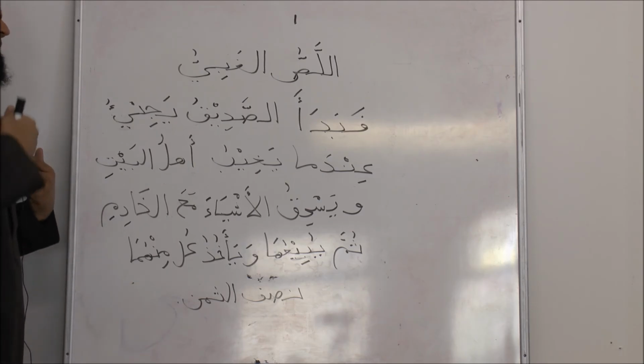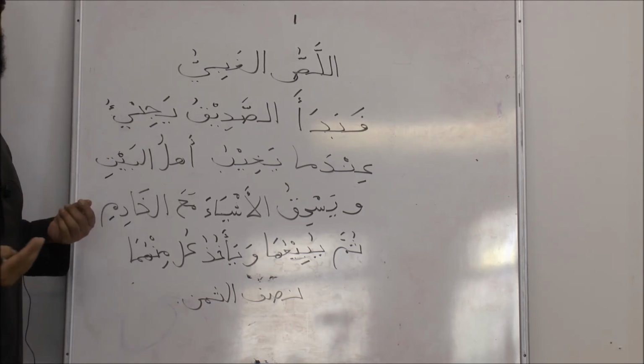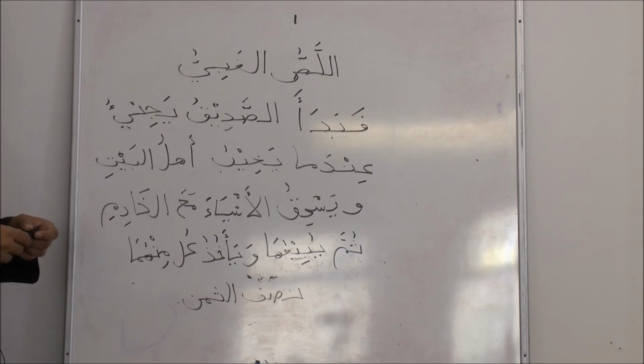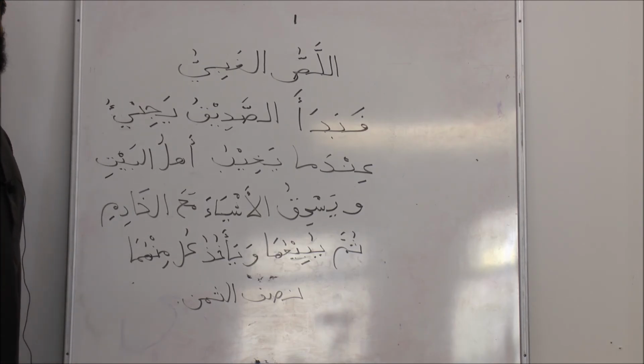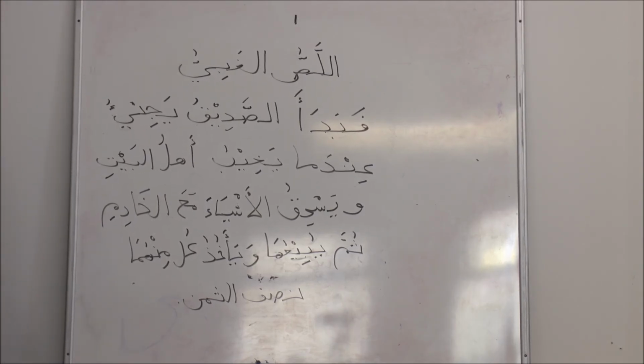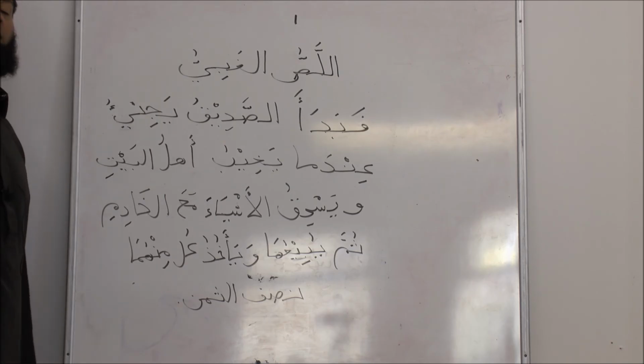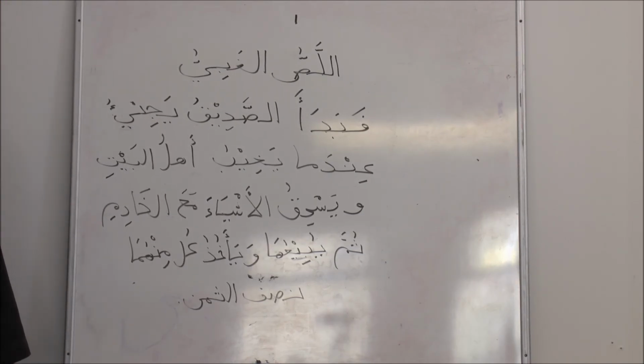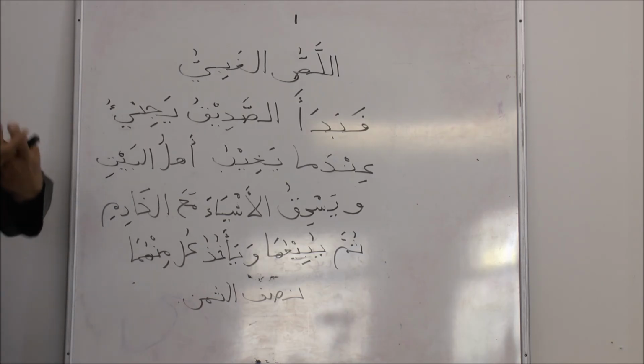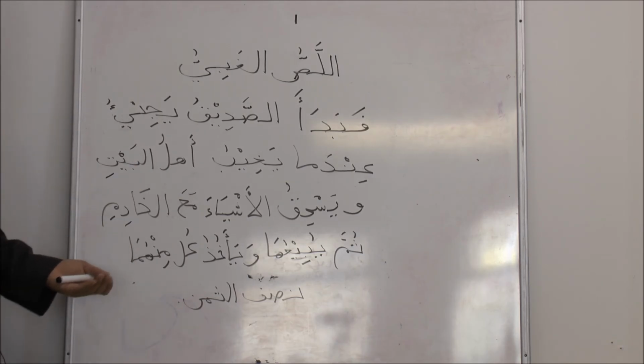We've done this before: the hamza becomes elongated because it begins with akhada, so when it's first person, it becomes Akhudu. Fa-Akhudu, so take it. Like the verse: وَمَا أَتَاكُمُ الرَّسُولُ فَخُذُوهُ, whatever the Rasul gave you, take it. فَخُذُوهُ is a command form, you plural take. Whatever the messenger gives you, take it.